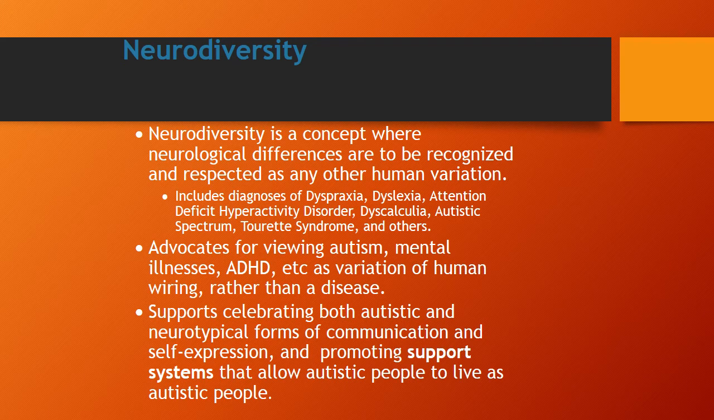So neurodiversity is where probably a lot of us have heard. So it's this idea that neurological differences are to be recognized and respected just like other human variation. I think there's a fair question to be asked about whether other human variations are fully respected, but I think part of the basis of neurodiversity is that they should be. So this has to do with autism, but not just autism, right? There's ADHD, there's dyslexia, dyspraxia, Tourette's. Many people consider a lot of mental illness diagnoses as part of neurodiversity. So it advocates for viewing these as a variation rather than a disease.